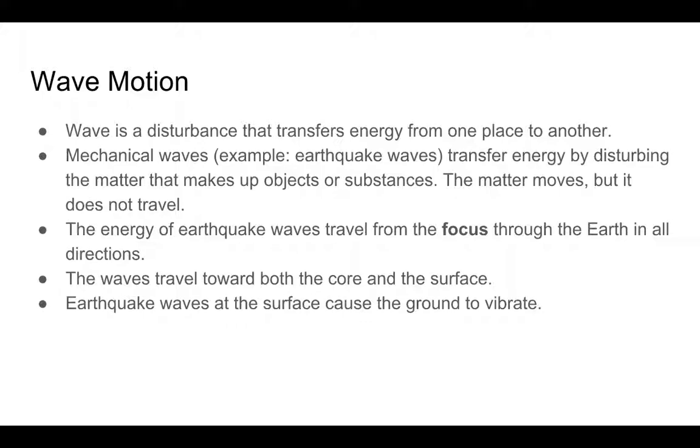Earthquake waves at the surface cause the ground to vibrate. We talked about a couple of class periods ago how there were three types of waves: P waves, S waves, and surface waves. We've talked about P waves, push and pull. We've talked about S waves, side to side. Surface waves are the last ones we need to talk about. They just cause the ground to vibrate, and they happen right along the surface, or actually right below the surface of the Earth.